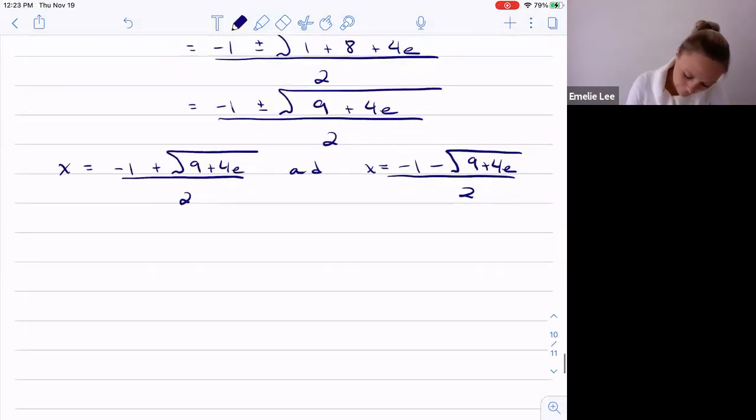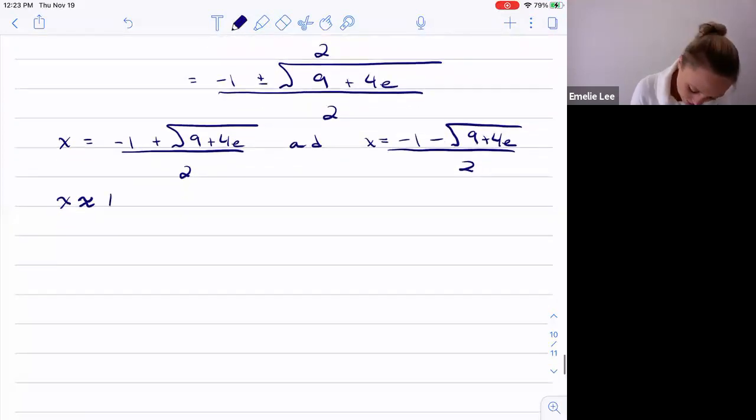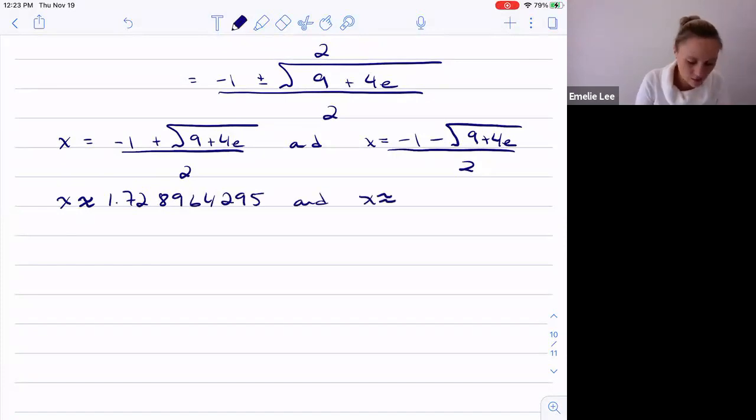Okay. Do the approximations here. So x is roughly equal to negative 1 plus the root of 9 plus 4 times e to the 1, if you have to specify, divided by 2. I get roughly 1.729, and x is roughly negative 1 minus the root of 9 plus 4 times e to the 1 divided by 2, roughly negative 2.729.